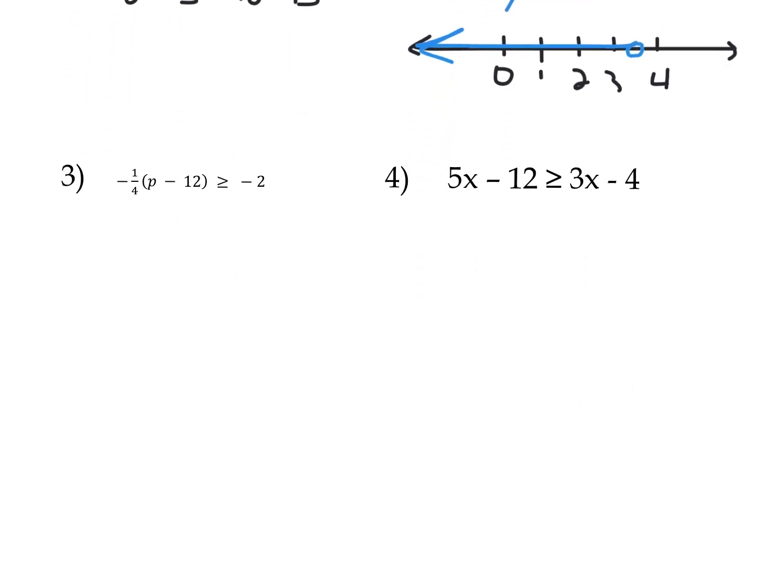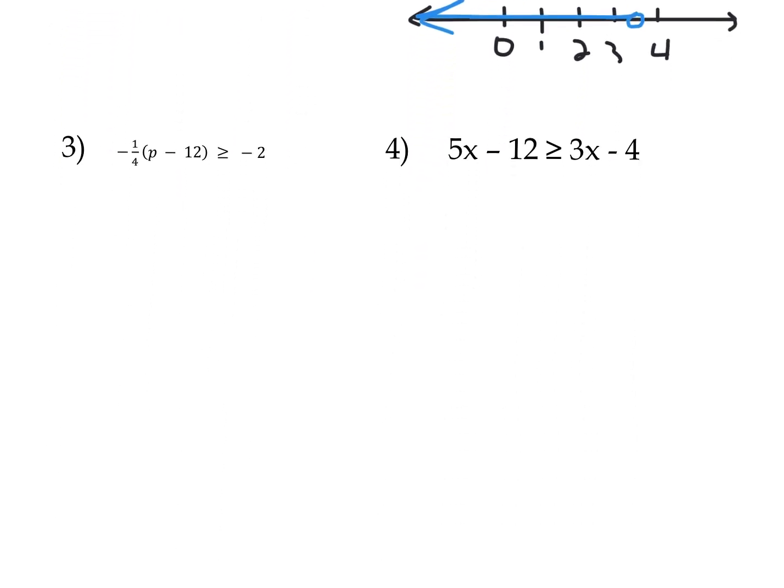All right, and number 3 here, I want to see something with a fraction. And you can handle this in a couple different ways. You could distribute the negative 1/4 into the parentheses, or you can multiply both sides by the reciprocal. I'm going to do that. I'm going to multiply by negative 4 over 1. A negative times a negative cancels out. I'm going to have p minus 12, and on this side I needed to multiply by negative 4 over 1. That's a positive 8. And my inequality is going to switch because I multiplied by negative 4 on both sides.